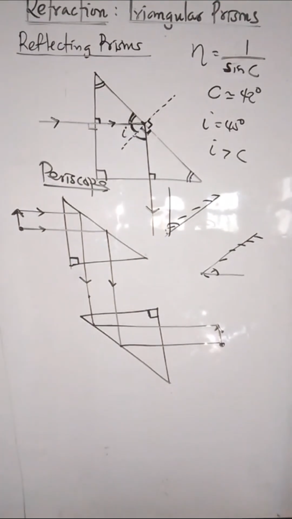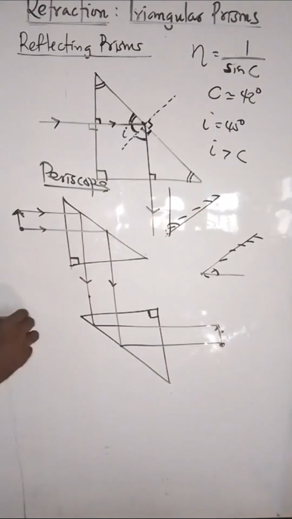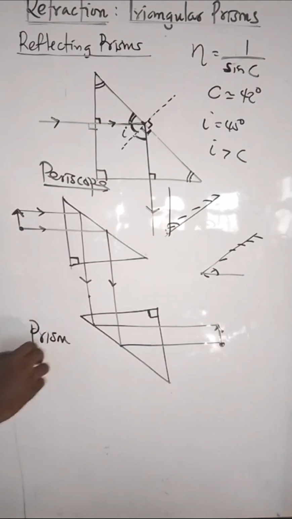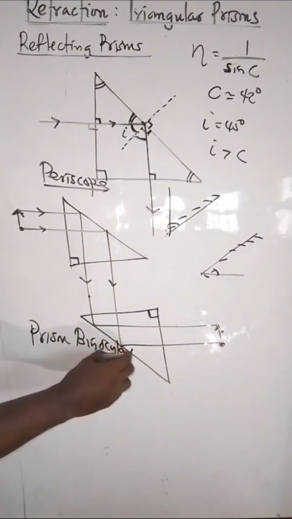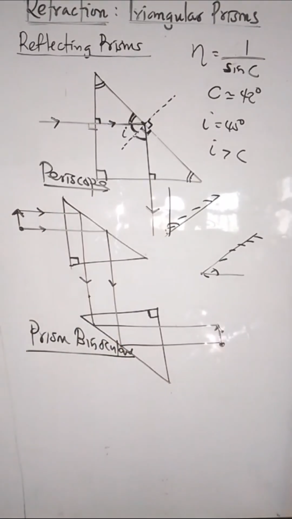Apart from periscope, we also have what we call prism binoculars. They are like a kind of telescope to view distant objects. Let's suppose we want to view a particular object that is very far from you. Let's suppose a tree is about 1 kilometer away from you, and there is no barrier blocking you, and you want to view something from the tree.